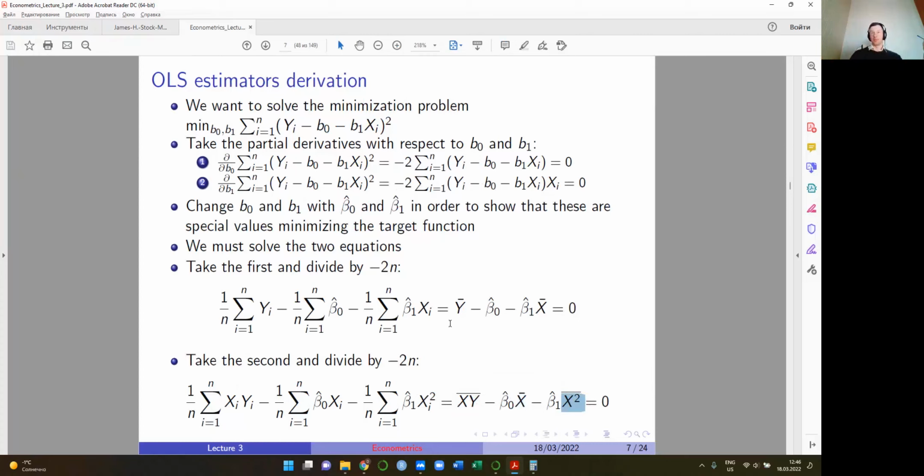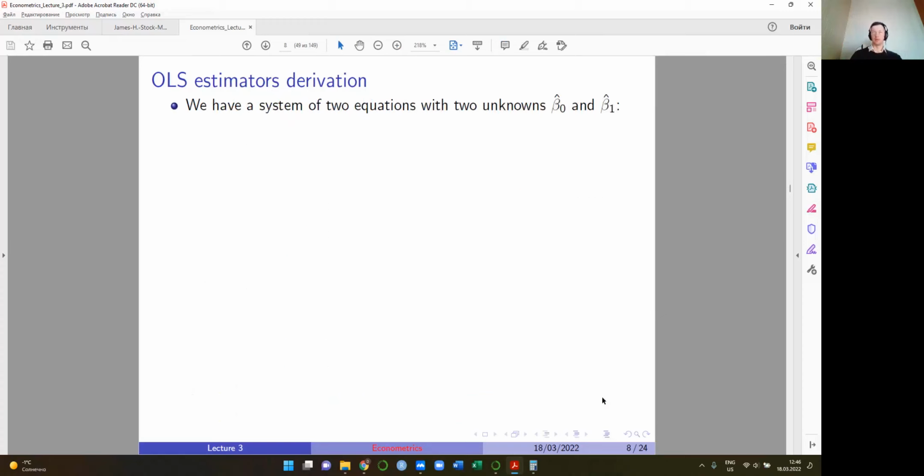So let's take these two expressions, the first one, the second one, to the next slide. So we have a system of two equations, 1 and 2.